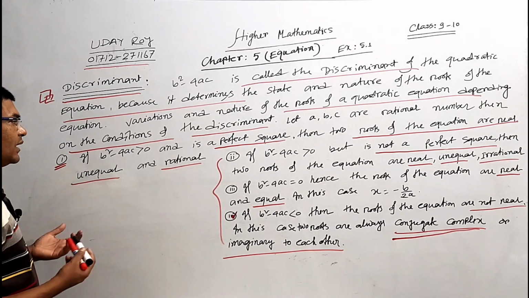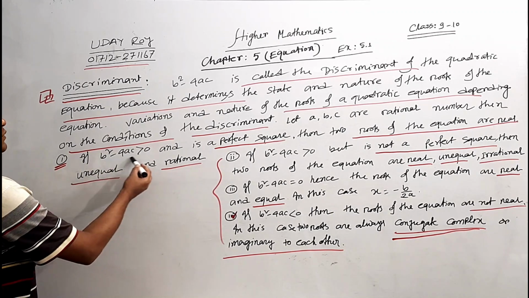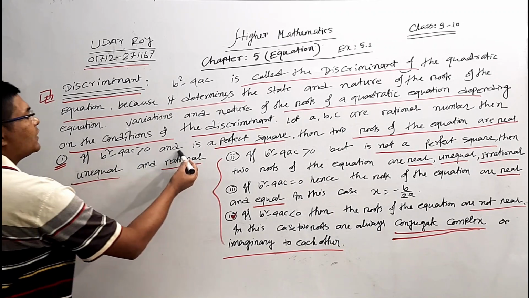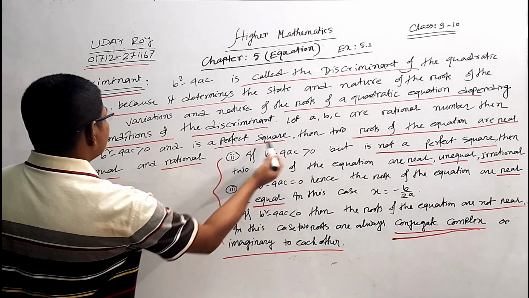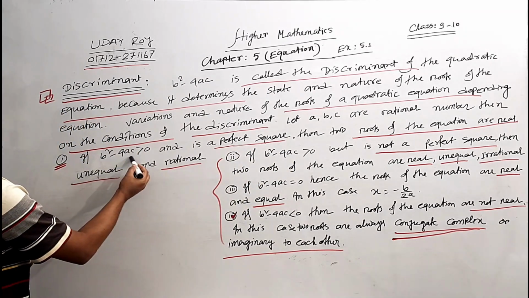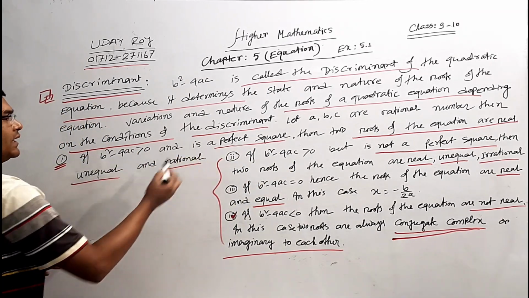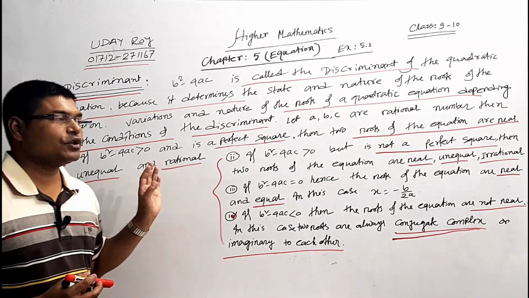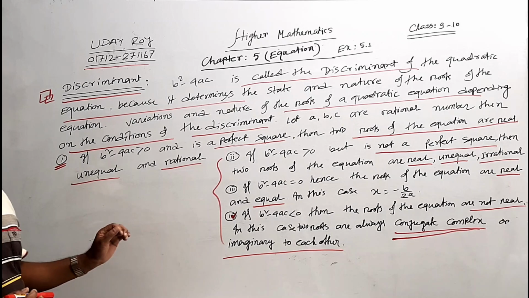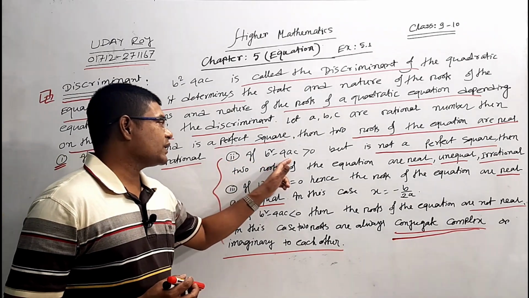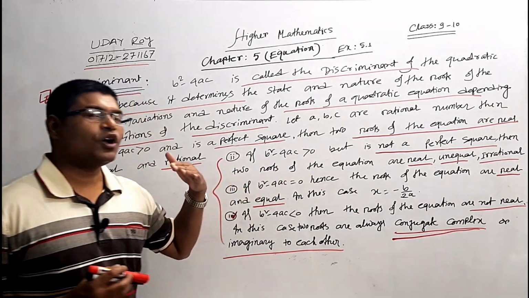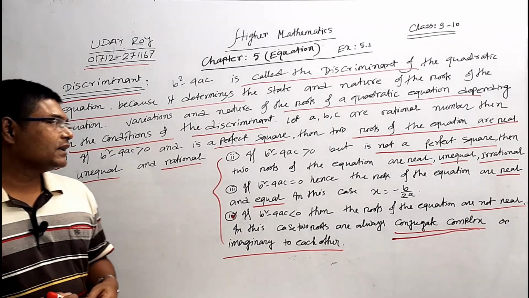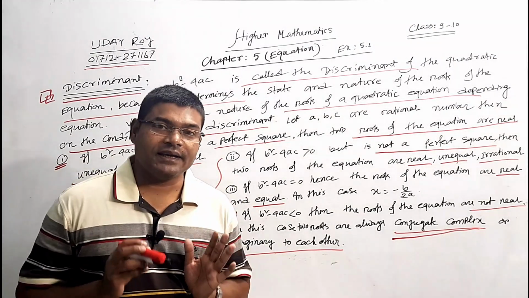Then we can find out b square minus 4ac. If b square minus 4ac is greater than 0 and a perfect square, then the roots will be real, unequal and rational. If b square minus 4ac is greater than 0 but not a perfect square, then the roots will be real, unequal and irrational.